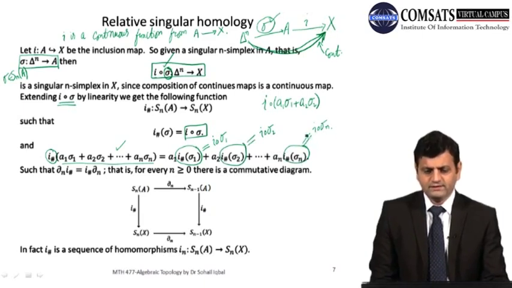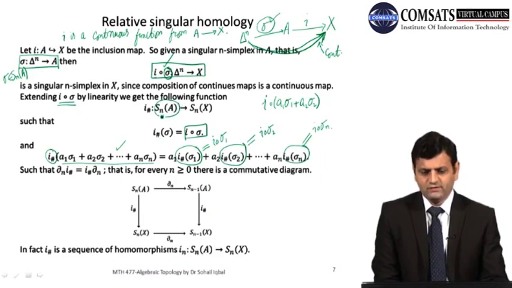So that's how we apply this I sharp to a general element of Sn of A, because a general element of Sn of A is an integer combination of singular n simplices inside A, since it's a free abelian group generated by singular n simplices in the topological space A. That's how we take any element of Sn of A and get an element of Sn of X, an n chain inside X. These are all singular n chains inside X, and when we multiply them by integers a1, a2, up to an and add them together, we get an element of Sn of X. In other words, this is an n chain in X.